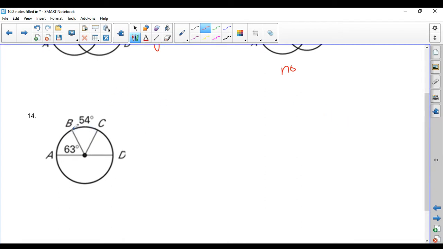Down here, we want to check about AB and CD. We need to know the measure of this central angle. So we're going to take 180 minus 63 minus 54, which is 63. So now we have, oops, this is 63 degrees, this is 63 degrees. They have equal measures, and they're in the same circle. So yes, they are congruent.